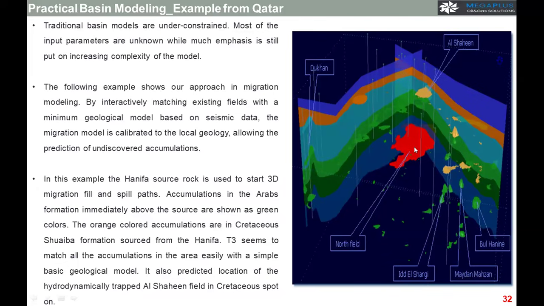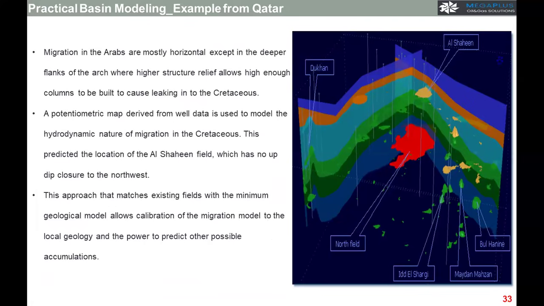The migration fill and spill pass accumulation on this Arab formation immediately above the source. This is coming from the vertical migration. The source is below the reservoir. The orange colored accumulations here are in the Cretaceous. Shuhaib formation is source from Hanifa T2, seems to match the accumulation. Shaheen field in the Cretaceous spot. This is the one with the produced gas.